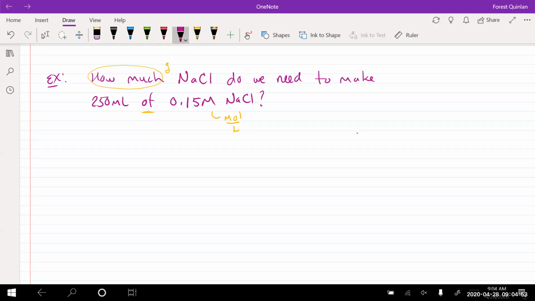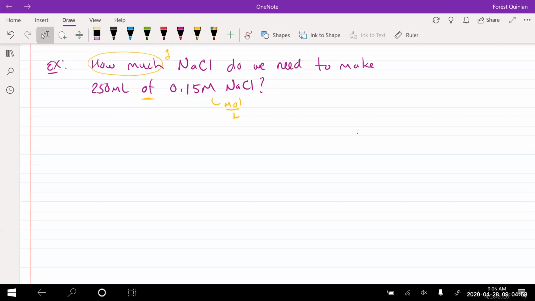So looking at that, we have some clues as to how we're supposed to do this problem. The how much, we want to figure out the grams. How are we going to make it? We need 250 mils of this 0.15 molar. Those moles and those grams are where we're going to be starting. So over here, we need grams of NaCl. And I notice here that my moles and my grams, those are the same thing. So I'm going to start with 0.15 moles of NaCl per liter of NaCl.